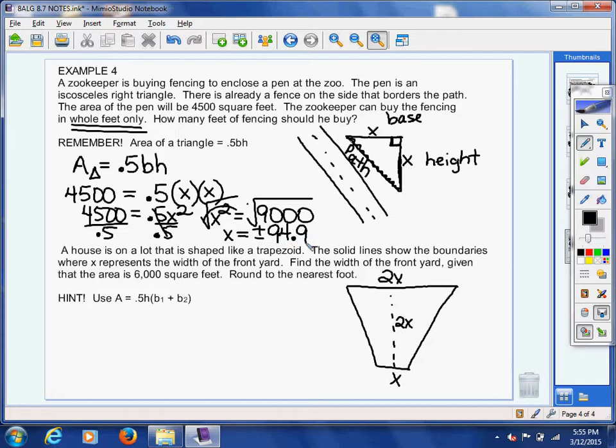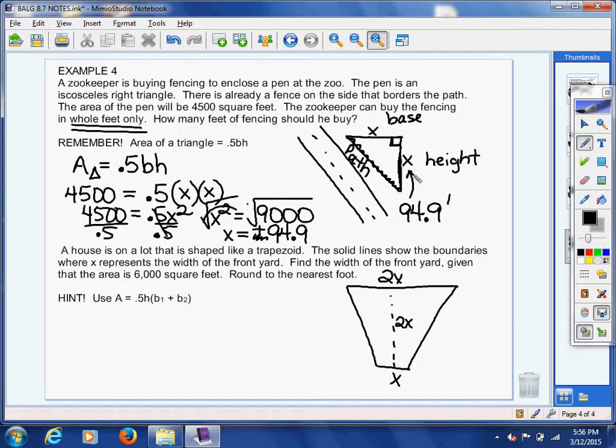you'll see that. Now, there's no such thing as negative feet. You're not going to go to a store and say, I need negative 10 feet of fencing. There's no such thing. You either buy 10 feet or you don't. You either buy a foot or you don't. So it's always positive increments. So we can safely eliminate the need for that negative quantity. We know that we're going to need 94.9 feet. That's what x is, and that's one side.